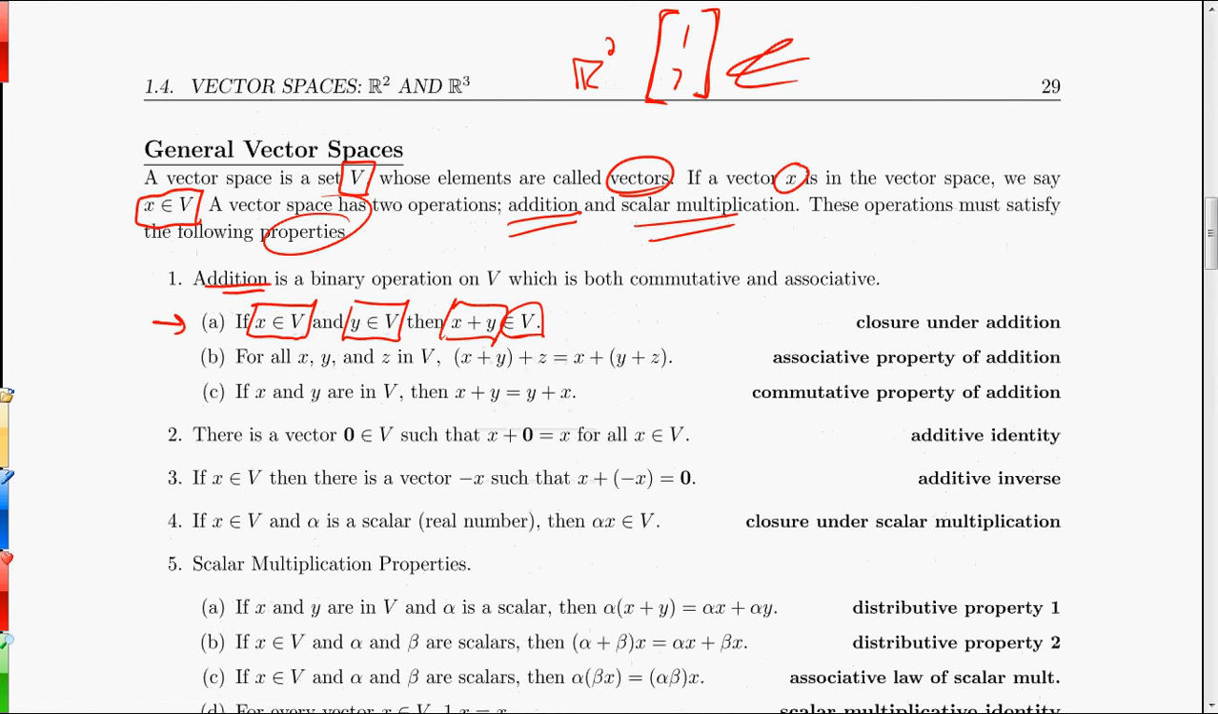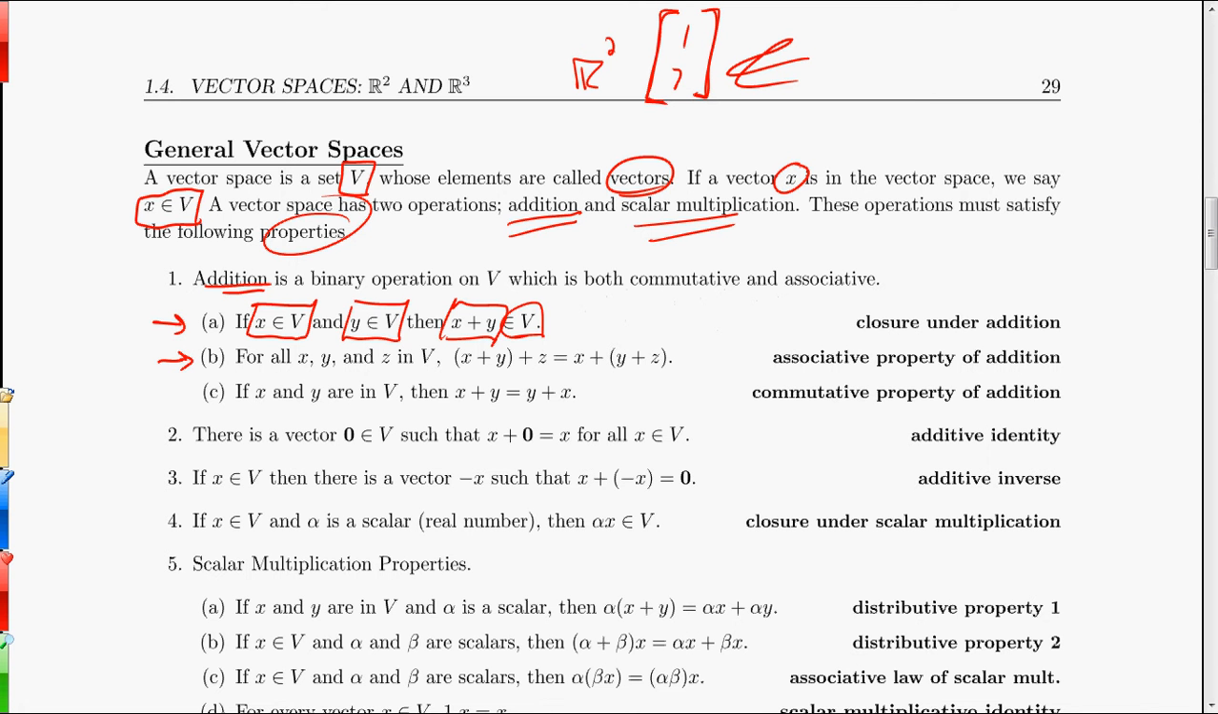And that's certainly believable in R2, because if I have any two vectors, say (1, 2) and (3, 5), if you add them, you get (4, 7), and that too is an element of R2. Right? So it's closed under addition. It means if you take two vectors in the space and add them, the sum will be in the vector space.